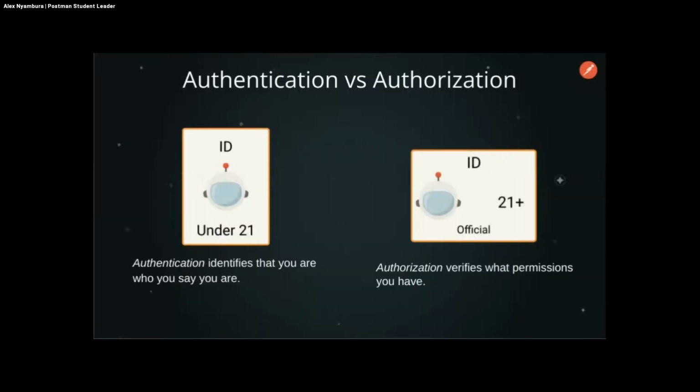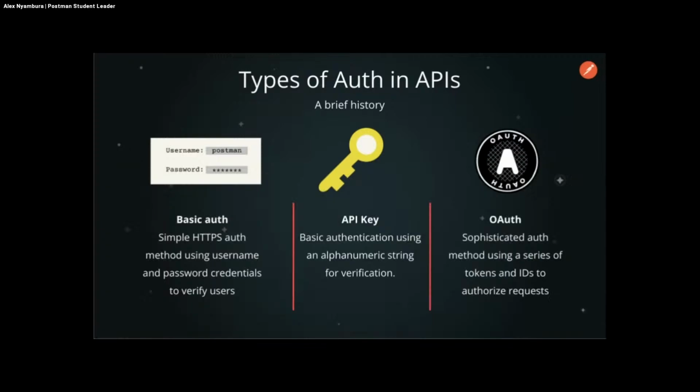Just as I've explained, authentication identifies that you are who you say you are, and authorization verifies what permissions you have, or rather, what areas you have access to. So we have types of auth in APIs, and I'll start with the most commonly used, which is basic auth.